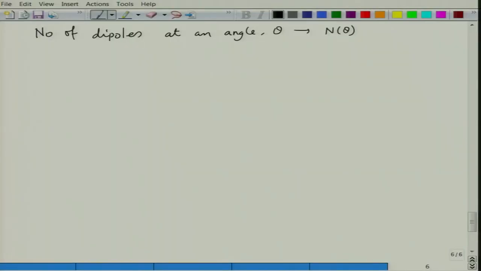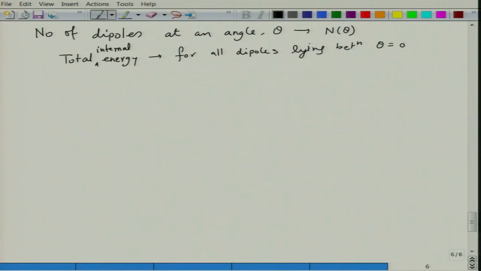Because we have seen it's mu E cos theta. So, basically we need to integrate them for all the angles starting from 0 to 180 degrees. So, this will give us the total internal energy. So, total internal energy will be for all dipoles lying between theta is equal to 0 degree to 180 degree. You take from the south pole and go to the north pole, right? And this is basically n theta into u theta. So, this is for one set of angles, and then you need to integrate it from 0 to 180 degree to get all the energy completely.